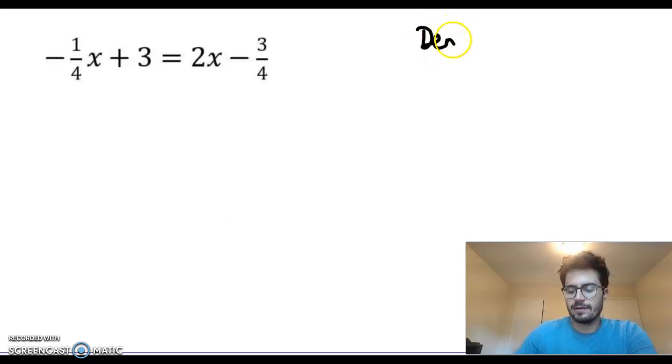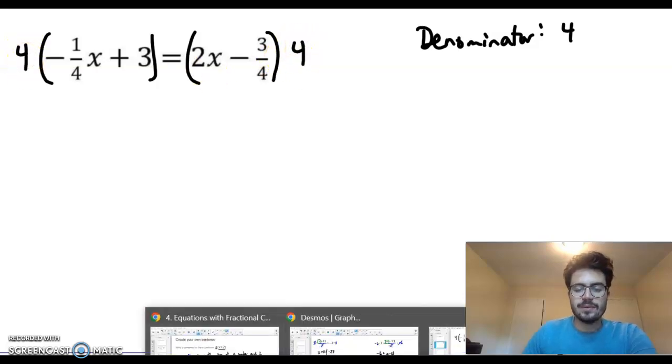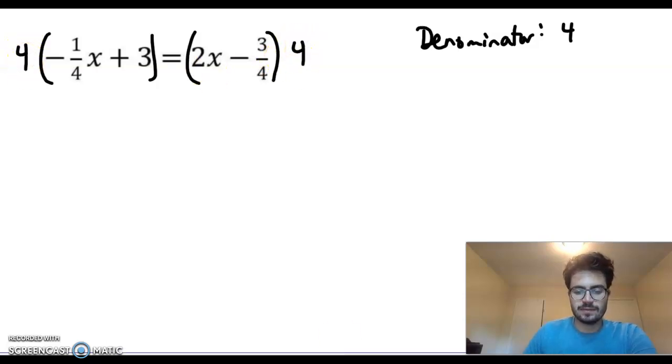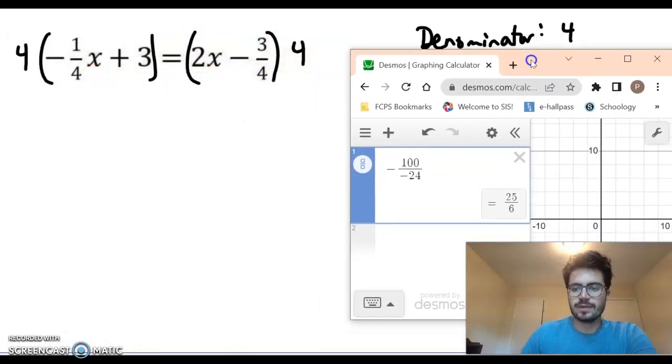First, you need to identify your denominators. You guys know what a denominator is. It's this number. This is your denominator. So my denominator is 4 here. I'm going to multiply both sides of my equation by 4. I'm going to use a calculator, just if I need it. Let me just pull it up for you. Now let's put it here on the side.